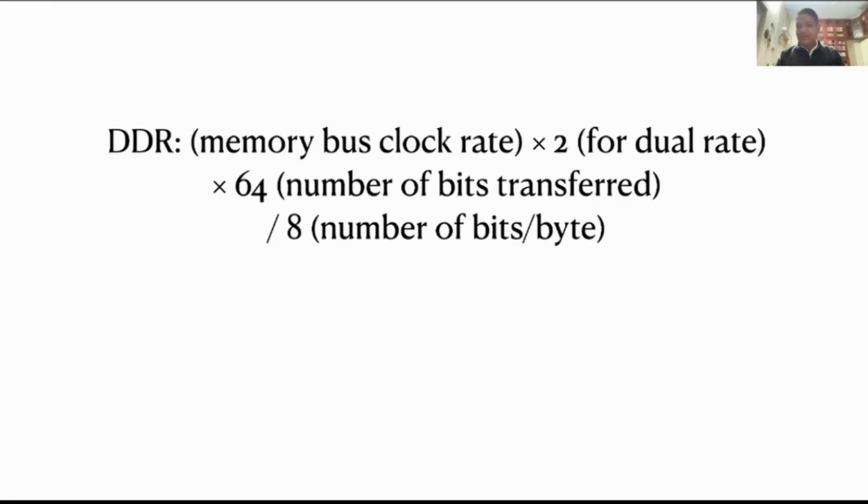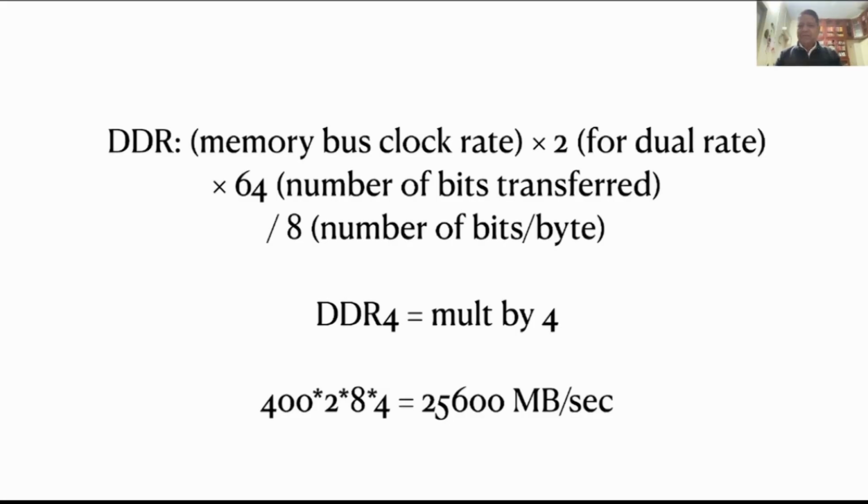Now if we say DDR4, then we need to multiply this number by 4, because in one clock cycle there are 4 times the data transfers with DDR4. So now let's look at the real data transfer for DDR4 RAM, which has a clock speed of 400 megahertz. Okay, so we have 400 multiplied by 2.